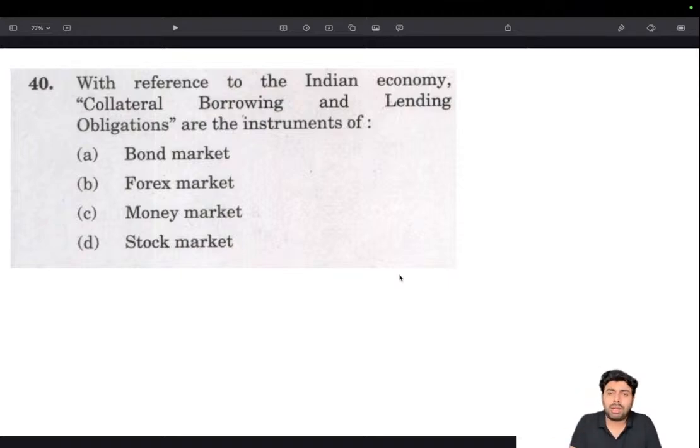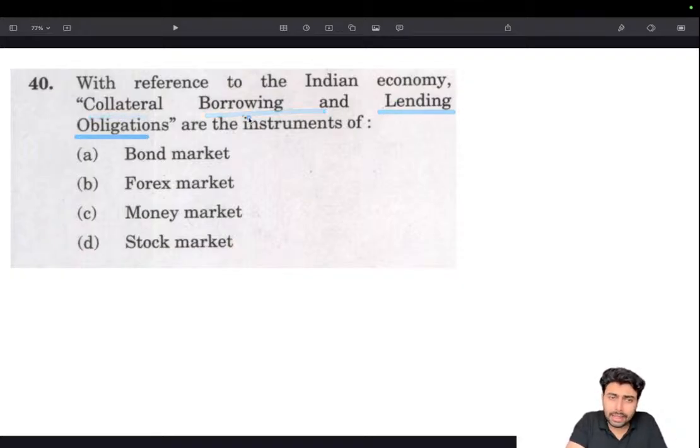I have prepared some content on this matter. So: collateral, borrowing and lending obligation. Even if you don't know anything, you could do a few things to arrive at the answer. Just like always, we can deconstruct. Collateral, borrowing and lending obligation.